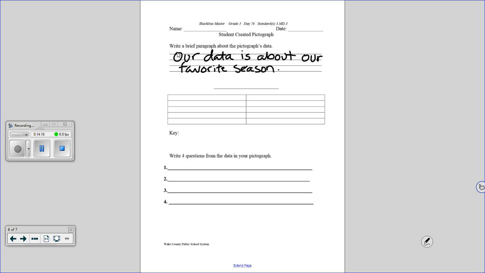Alright, number 2. Here's where our pictograph is going to be. On the left side of that chart, we need to put our categories. So we had spring, summer, fall, and winter. Those were our categories.